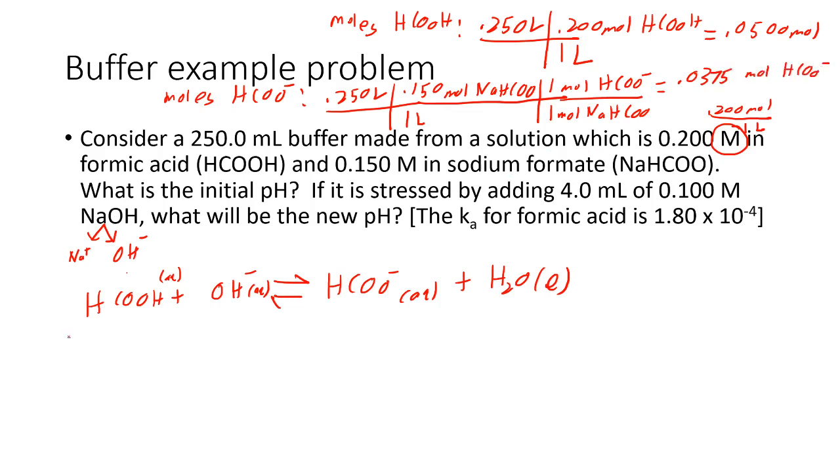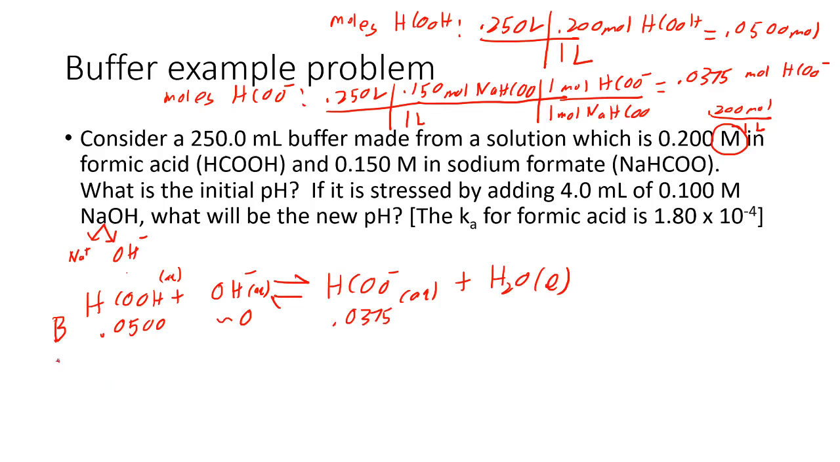So now we put it into what we call our BAA table. So B stands for before. How many moles do you start with? So we start with 0.05 moles of this. We start with approximately 0 hydroxide. We're not going to worry about any we do have. And we're going to start with 0.0375 moles of our HCOO-.